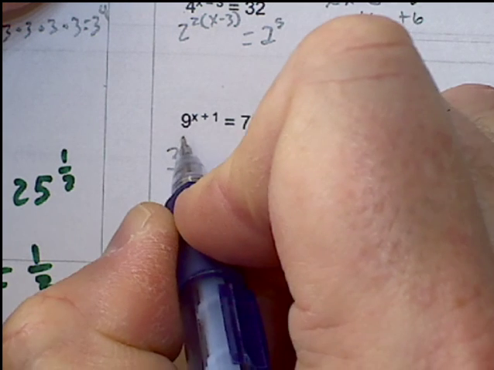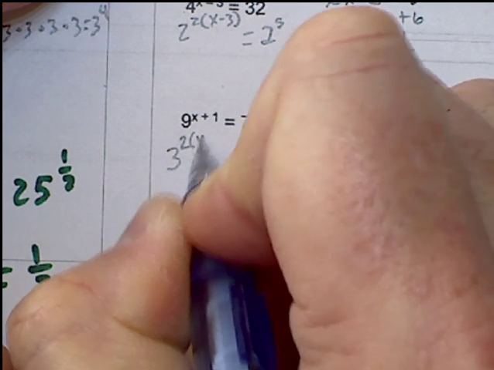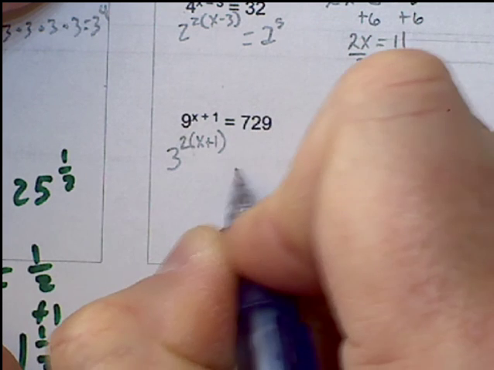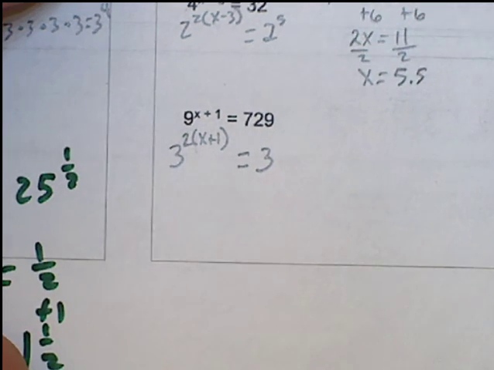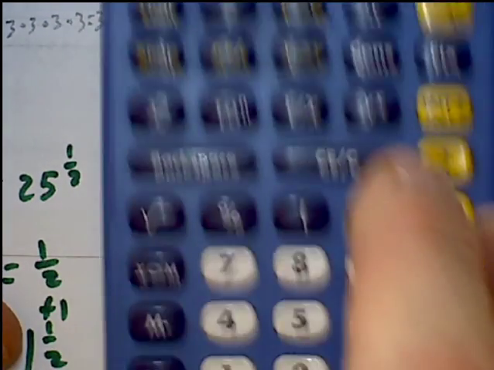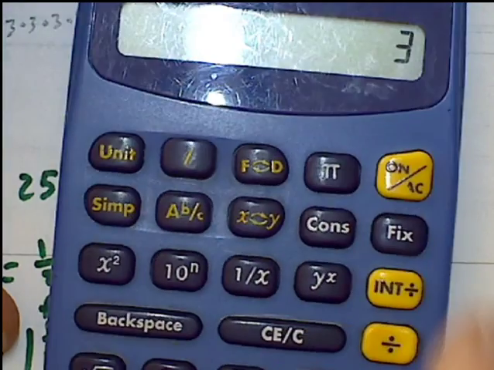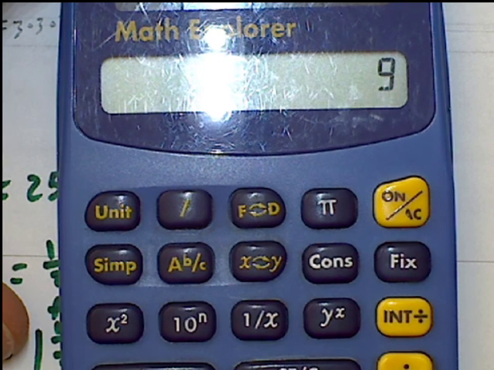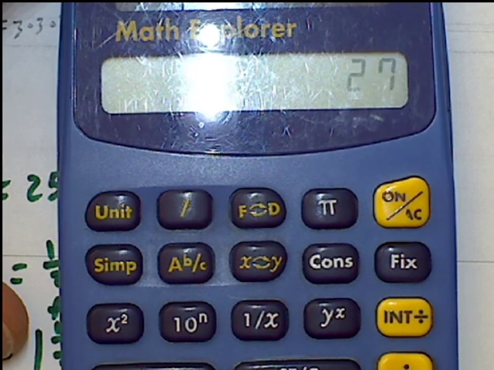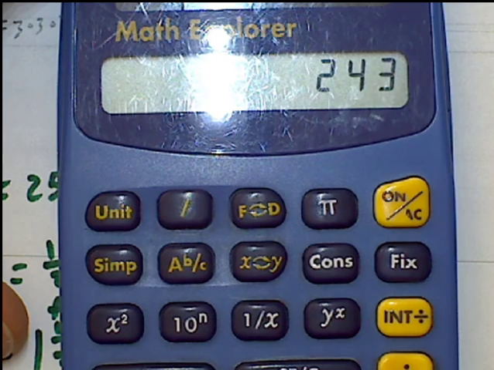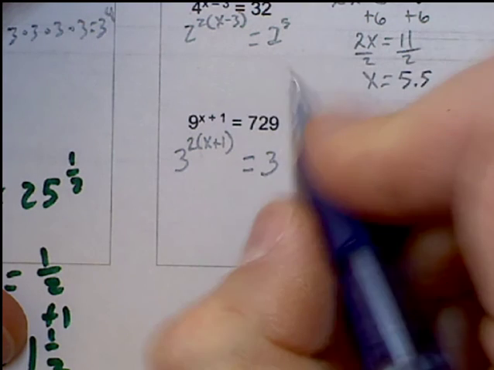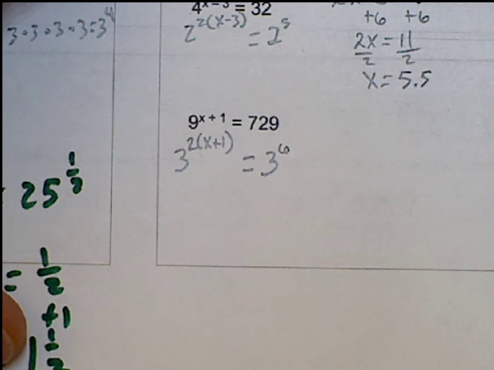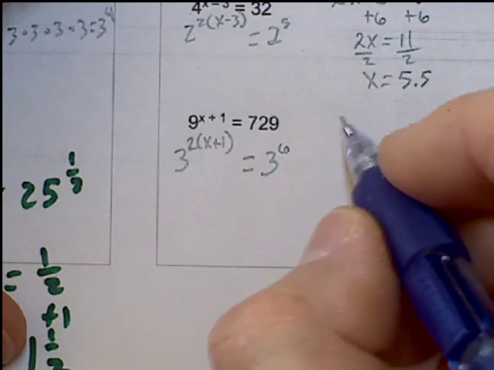So 3 squared to the x plus 1. Now I've got to figure out how many times 3 goes into 729. So listen, I know the base has to be 3, right? So do this. There's one 3, 3 times 3, that's two 3s. There's three 3s, four 3s, five 3s, six 3s. So 3 to the 6 equals 729. Does that make sense? At least a little bit to some of you.